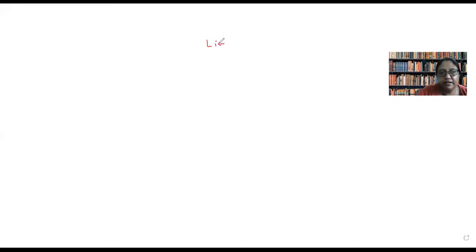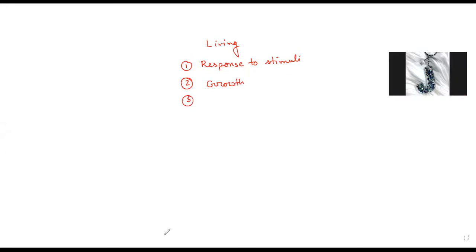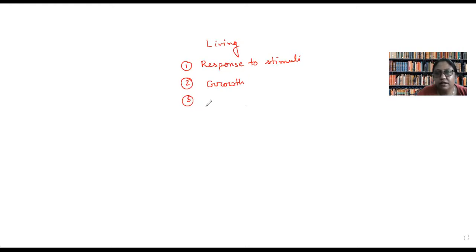So living organism, the characteristics are, first characteristic that is important is response to stimuli. Second characteristic that is important is growth. Yes, Jia? Want to say something, beta? Jia, we cannot hear you, beta. Third thing that is required is metabolism. Fourth is reproduction, it will come later. Control and coordination.